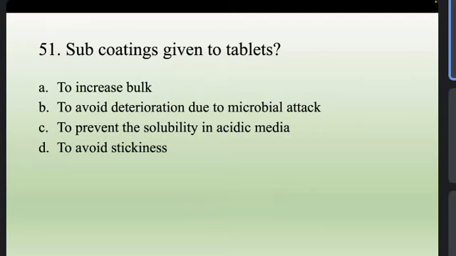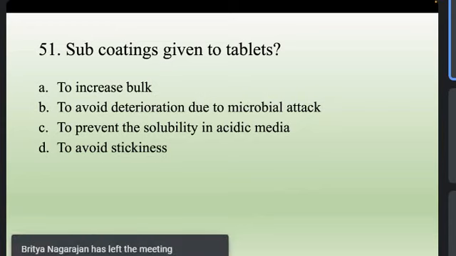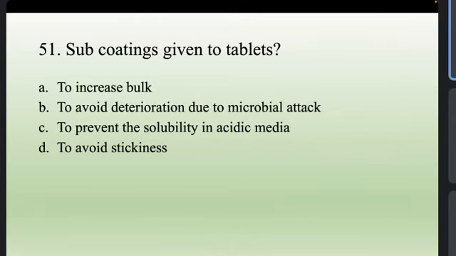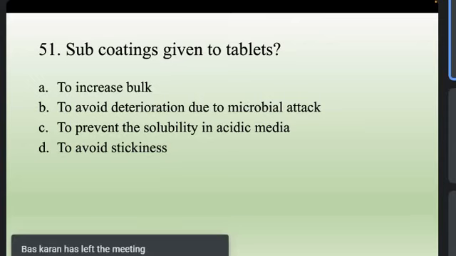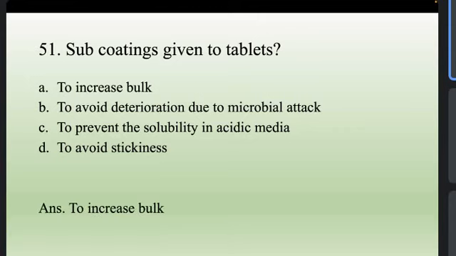So what is basically a coating? Okay, Priyadarshini has answered. Then, I think Nisar is the one who said prevent solubility in acidic media. That is when we use solubilizers as an additive. In the case of coatings, it is given for a different reason. Okay, I'll tell you the answer. The answer is to increase bulk.